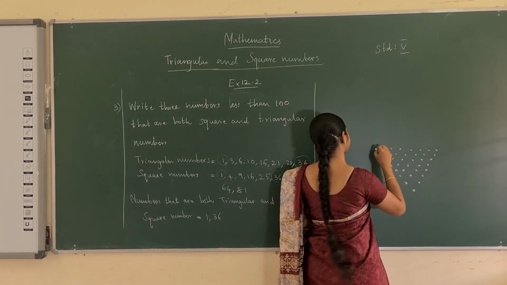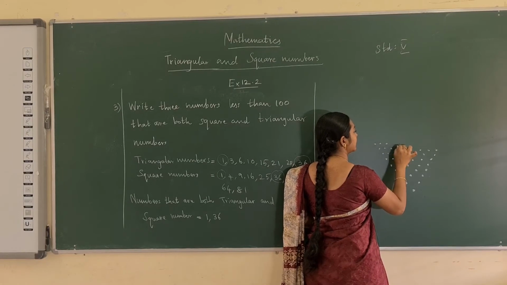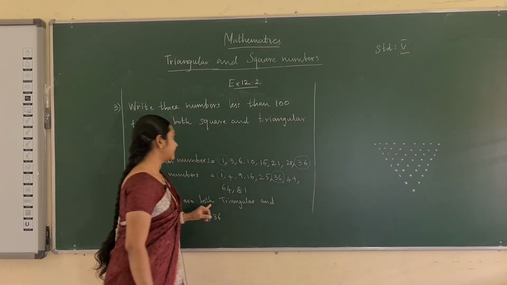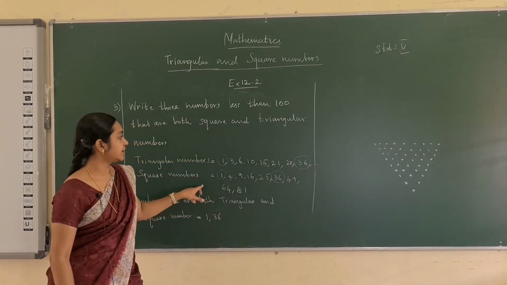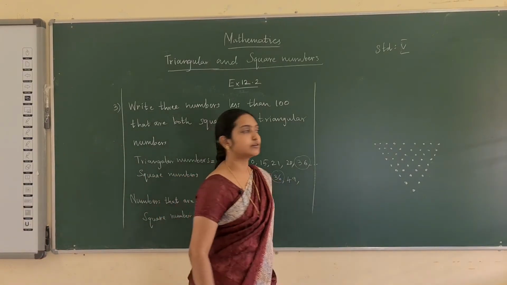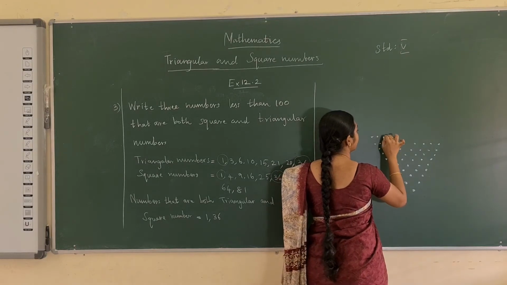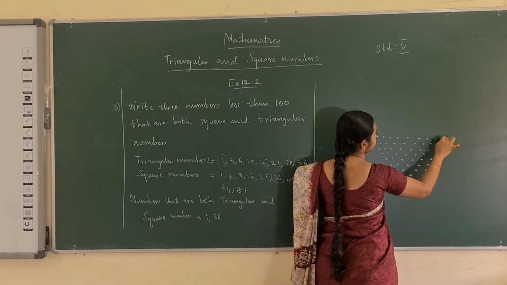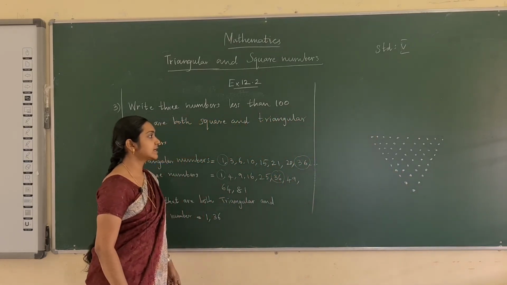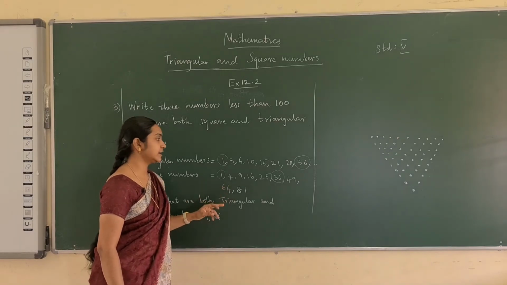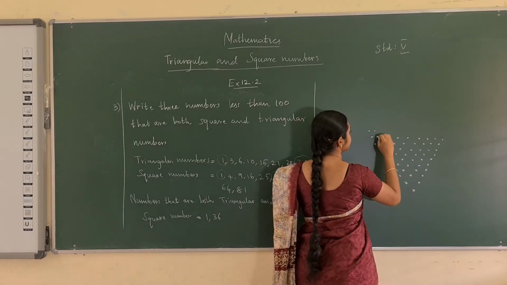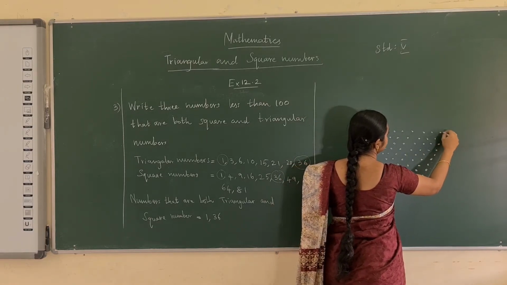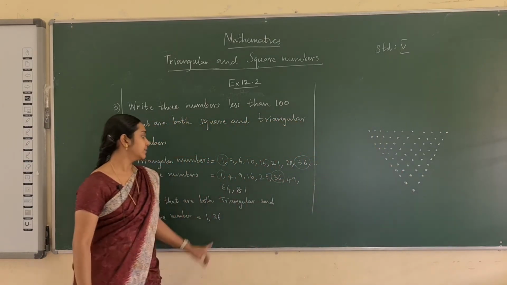Next, 36, 37, up to 45. 45 is not a square number, but 45 is a triangular number, so we can leave it. 46 up to 55. 55 is a triangular number, but we don't have 55 in square number, so we can leave that. 56 up to 66. 66 is a triangular number, but 66 is not a square number.